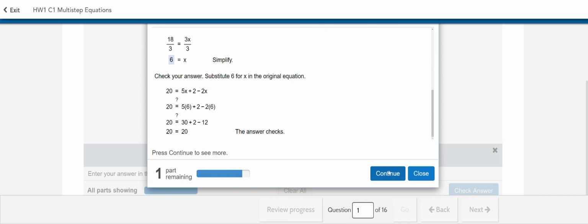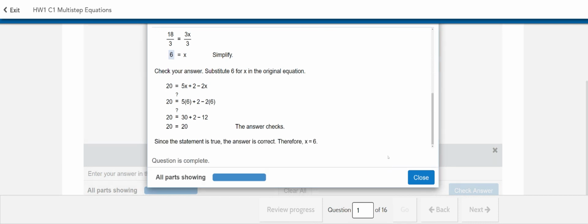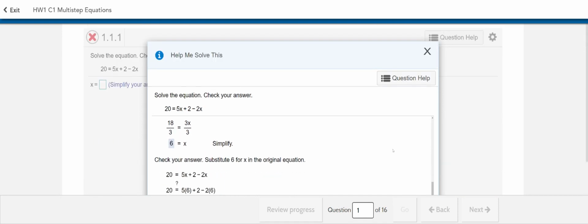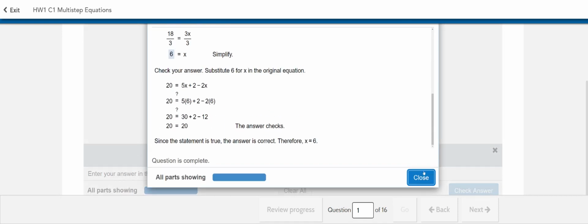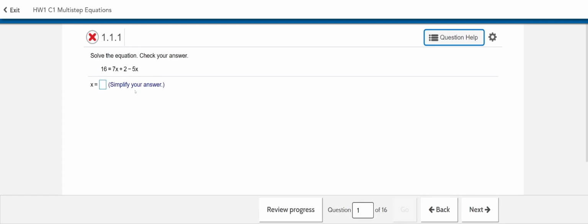However, you did not get the answer correct on the homework assignment. You only got the correct answer in terms of the help me solve this. So now you have to actually solve the question here in order to take this from an X to a plus check mark. You want to make sure that it says it's correct.